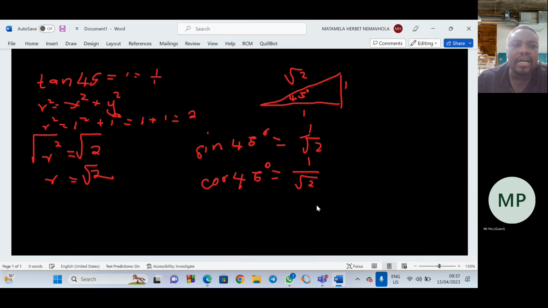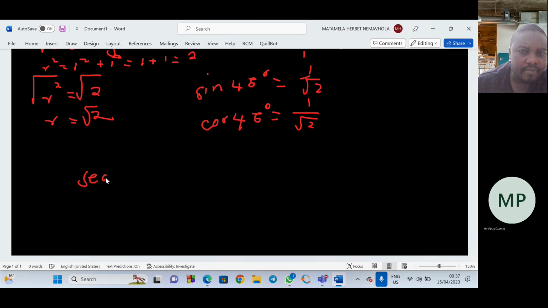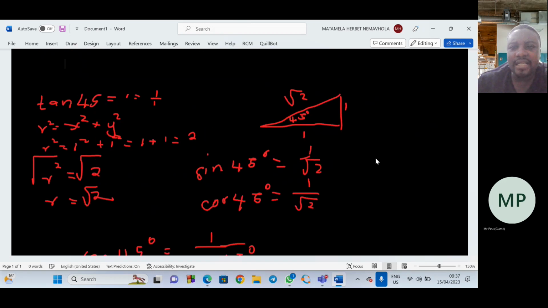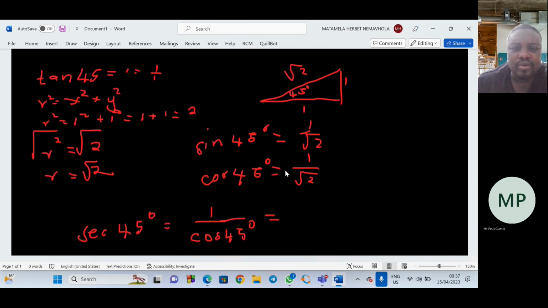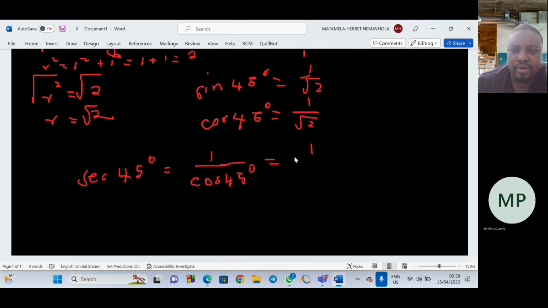Now, if I got a question whereby I have to find sec 45 degrees, then this is going to be equal to 1 over cos 45 degrees. So 1 over cos 45 degrees, if I check in my triangle here, is going to be equal to what? Cos 45 is adjacent over hypotenuse, which means it's going to be 1 over square root of 2.